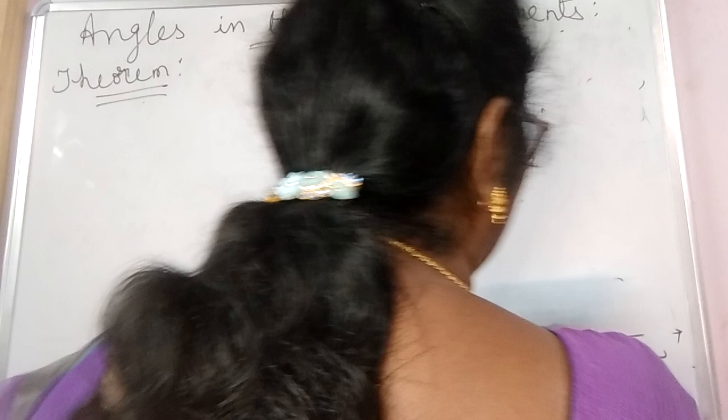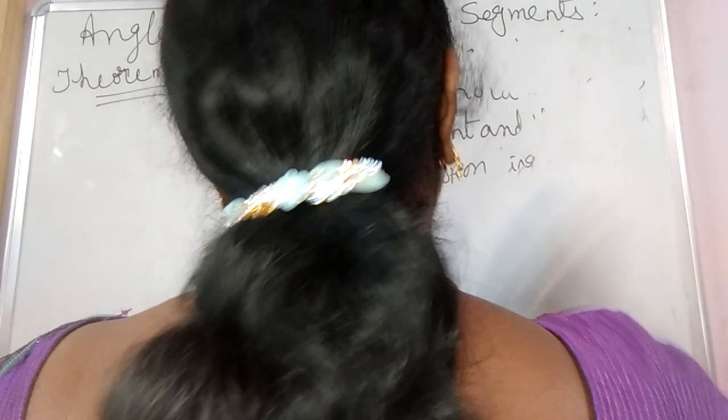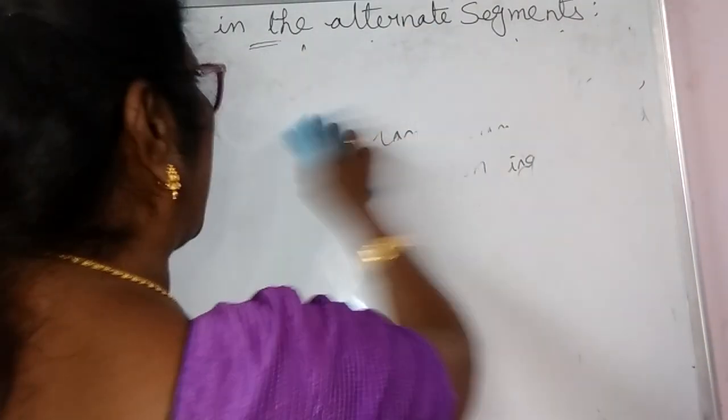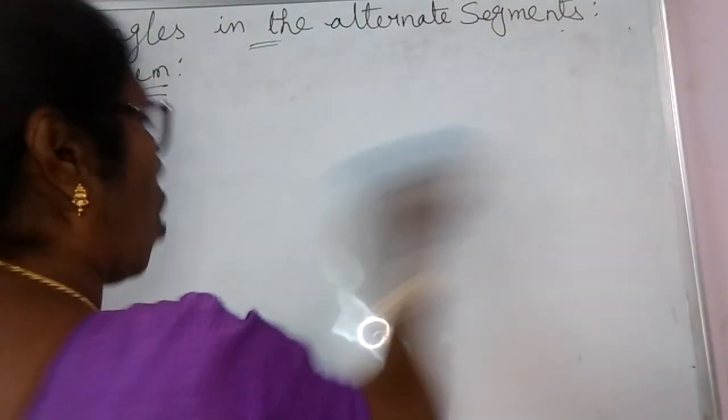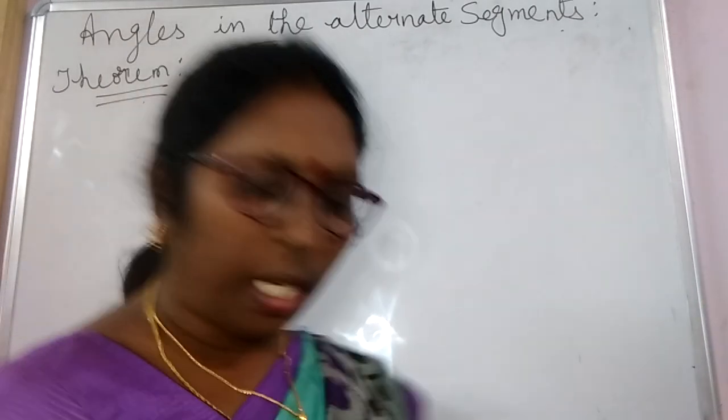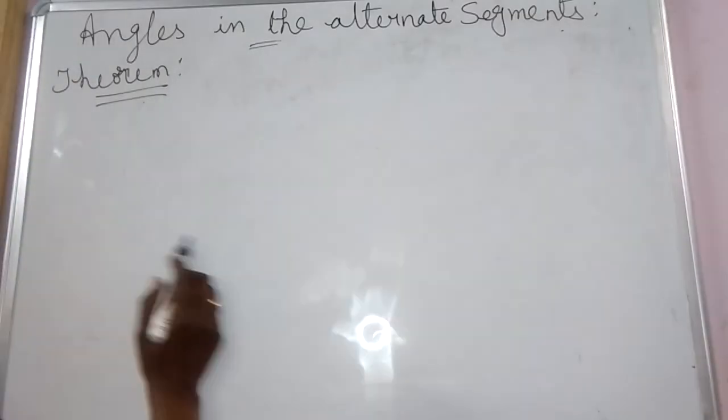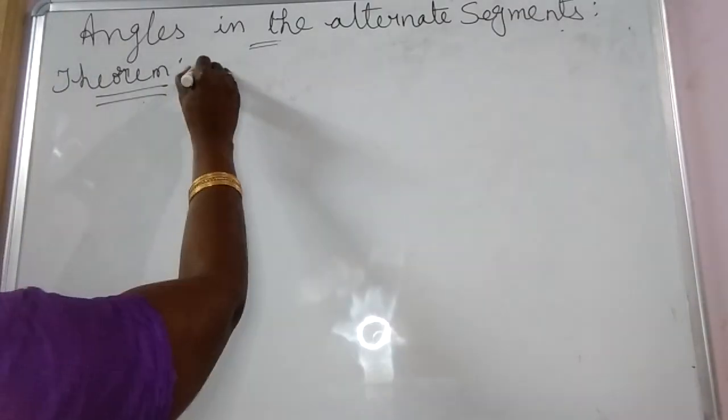When a chord and a tangent intersect each other externally, then the product of the segments of the chord is equal to the square of the length of the tangent.